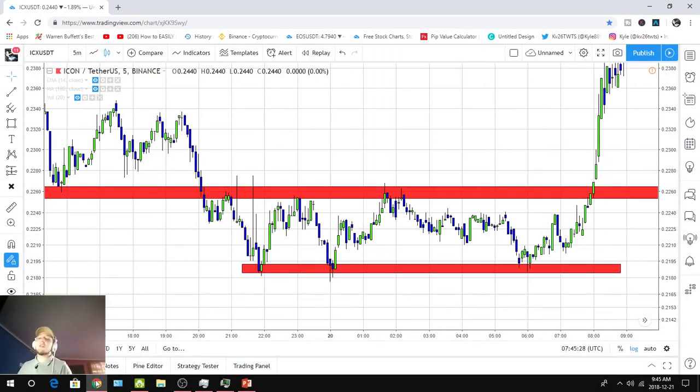Today we're going to be talking about support and resistance zones and identifying why I use them, why they work in general, and why the market respects support and resistance. But other than that, let's just get into it.